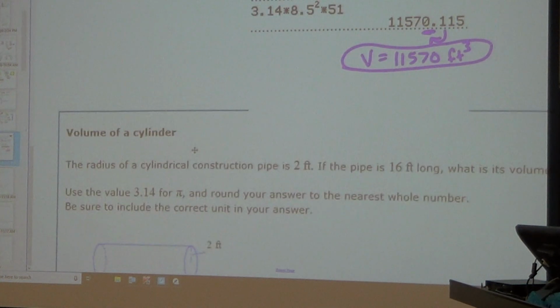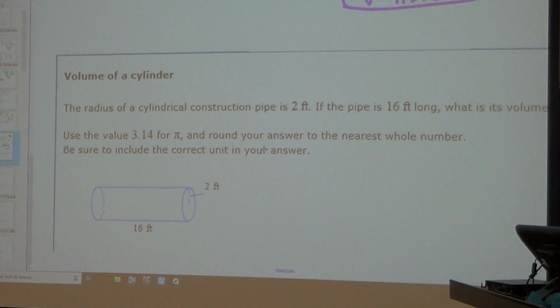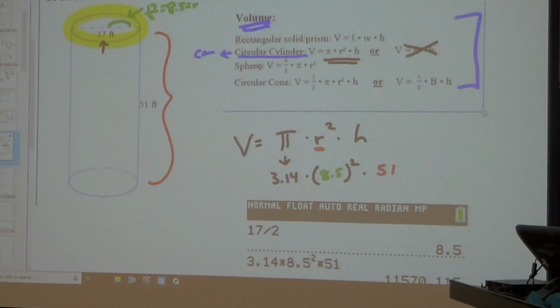Alright. This is still a can. The only difference is the can fell down. So what is your radius? 2. What is your height? 16. Let's do another one. Copy.